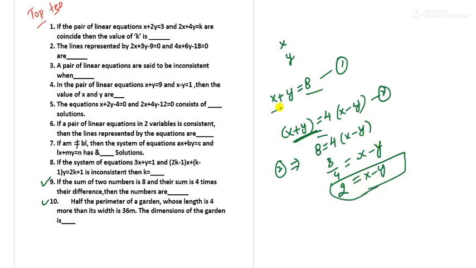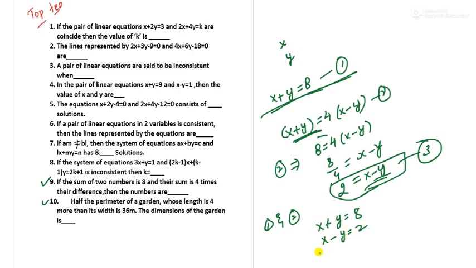So now look at 1, and this one I will take as 3. If you solve 1 and 3 using elimination method, you will get the value of x and y. So these two will get cancelled. Here 2x is equal to 10, so x is equal to 10 by 2, which is equal to 5.